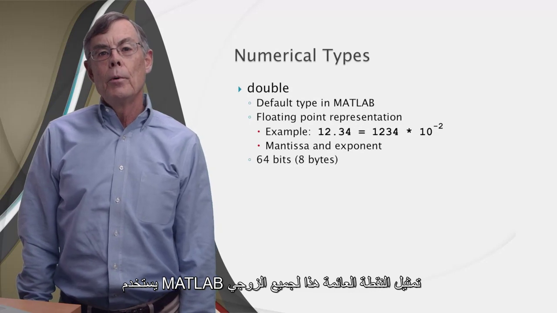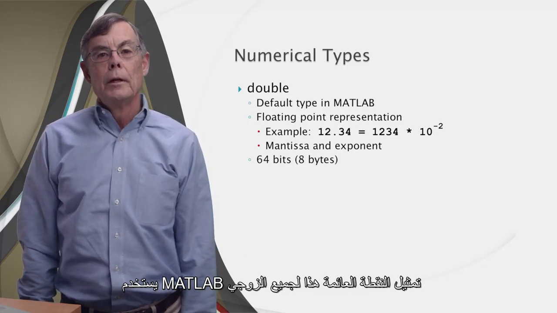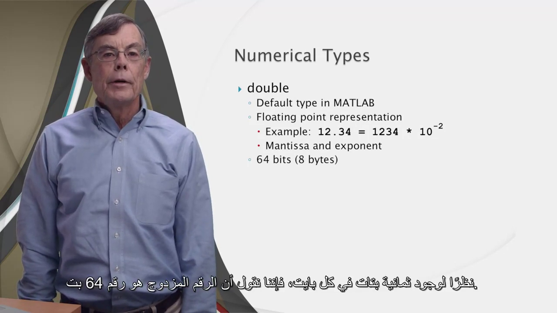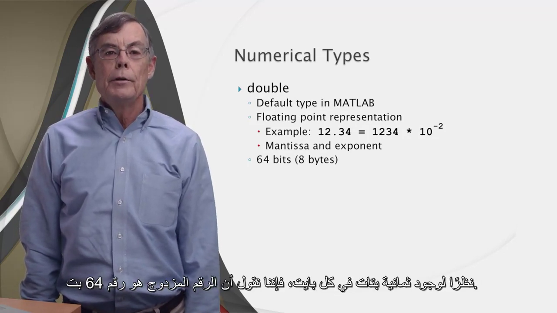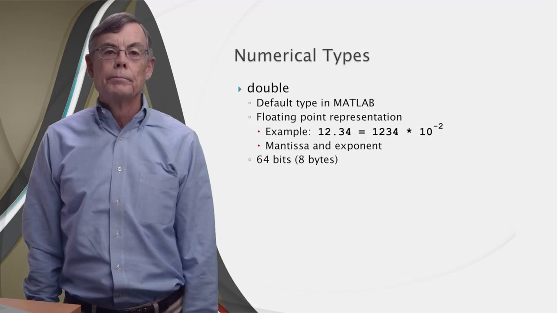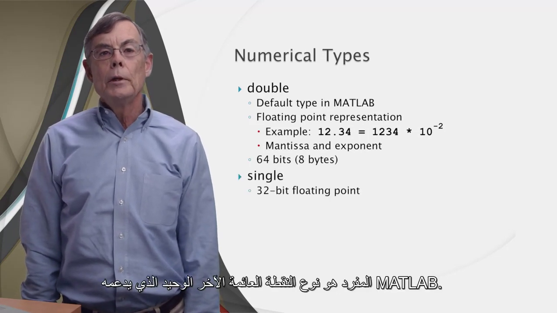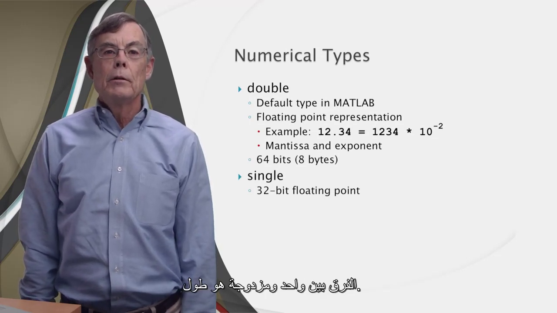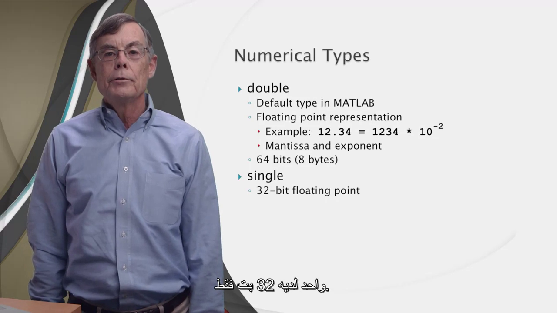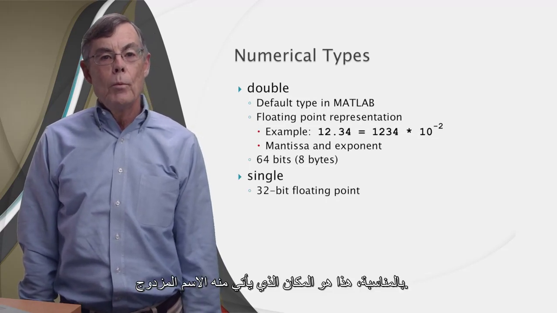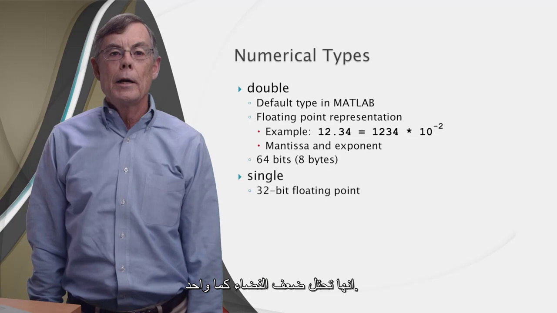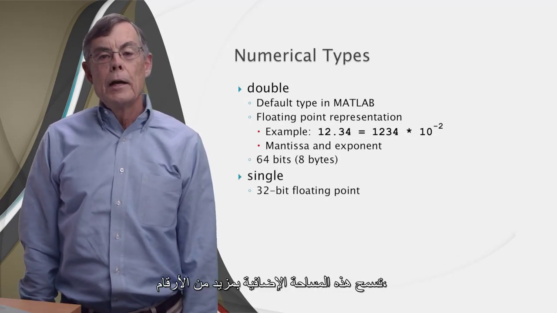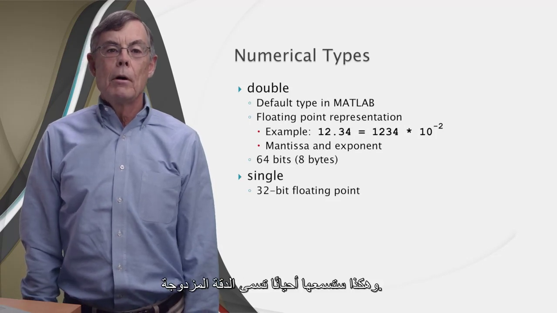MATLAB uses this floating point representation for all doubles, and it uses 8 bytes of memory for each one of them. Since there are 8 bits in each byte, we say that the double is a 64-bit number. The single is the only other floating point type supported by MATLAB. The difference between a single and a double is the length. A single has only 32 bits. By the way, that's where the name double comes from. It occupies double the space of the single. That extra space allows for more digits, and so you'll sometimes hear it called double precision.